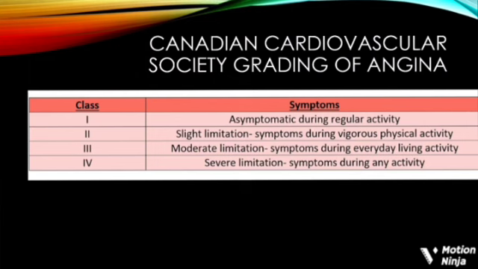And class 4 means pain during any activity. They cannot move at all. There is severe limitation of activity. So when you describe chest pain, according to the Canadian Cardiovascular Society grading, you can classify it according to the severity of symptoms. And so the listener might get an idea as to the severity of chest pain according to this grading.